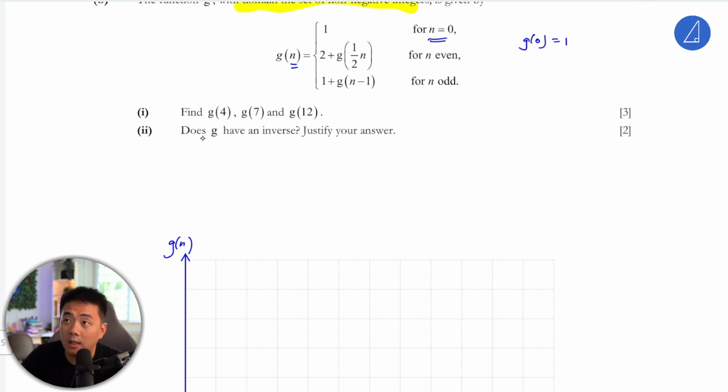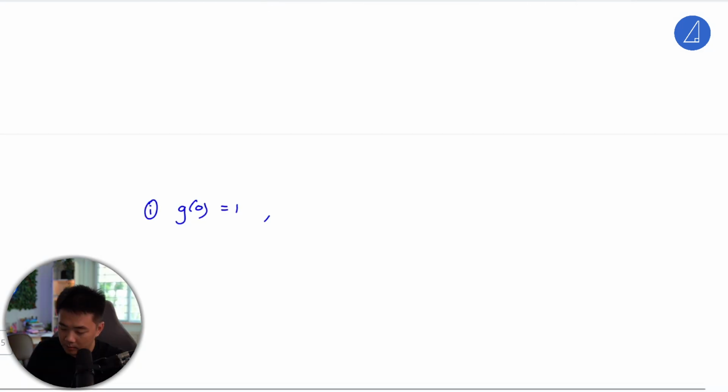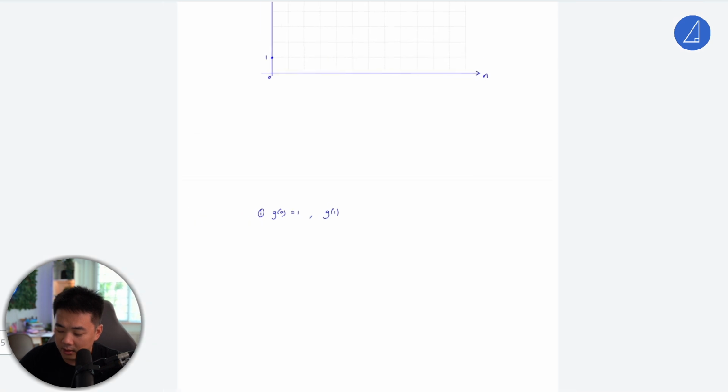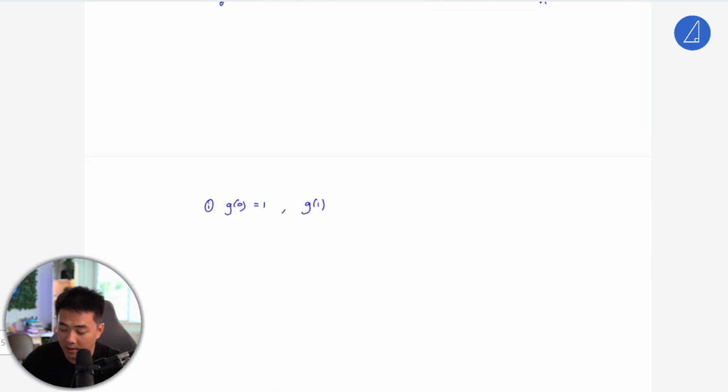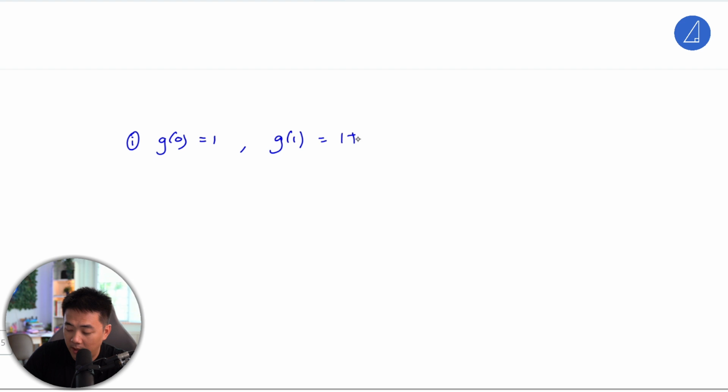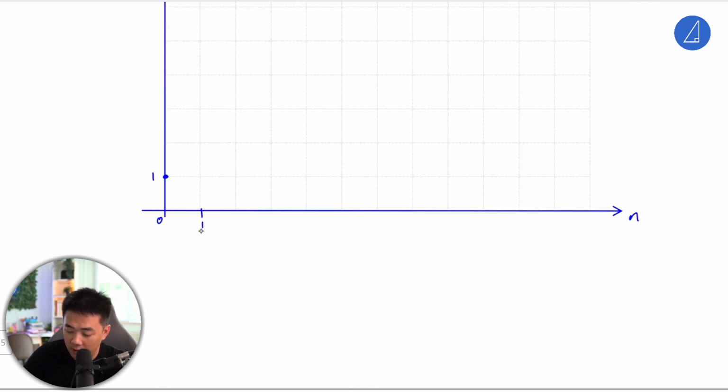Because I'm trying to make sense of it, I don't like to just jump in. So now we have g1, and we need to think about g1. g1 is obviously odd, right? So for n odd, we use 1 plus g(n minus 1). This is 1 plus g(1 minus 1), which is just 1 plus g0. g0 is 1, so it's 1 plus 1 equals 2. So g1 is 2.